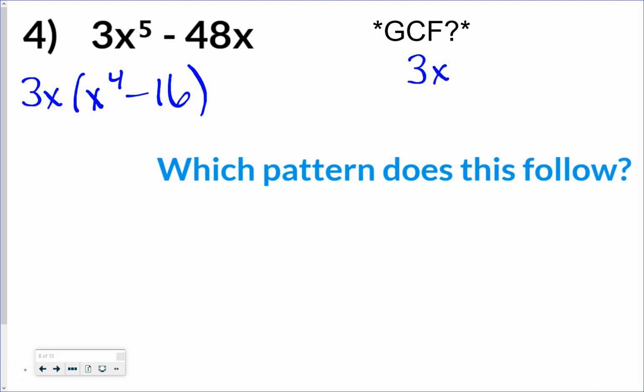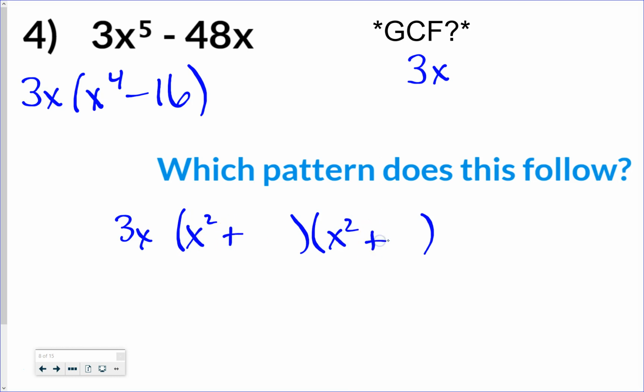All right, so your GCF should have been 3x. So check with me. Your GCF should have been 3x. We're left with x to the 4th minus 16. Did we end up with a difference of squares? Yes, we did. Okay, let's think about it. So 3x is still out here. What is the square root of x to the 4th? X squared. You split it into 2 pieces.